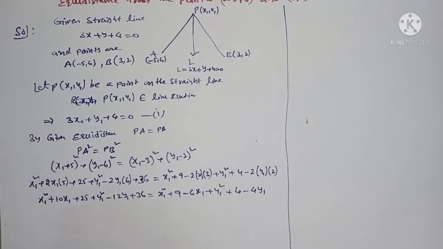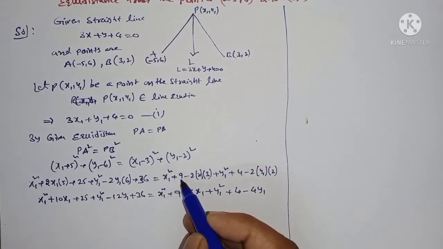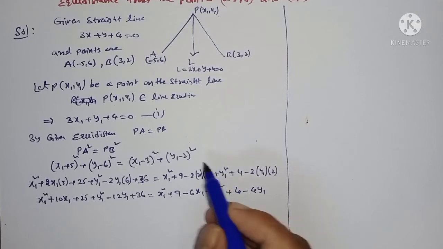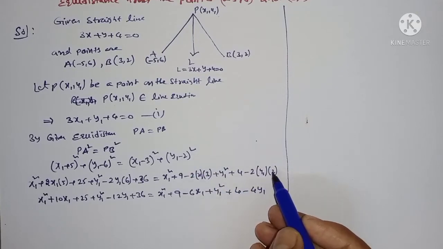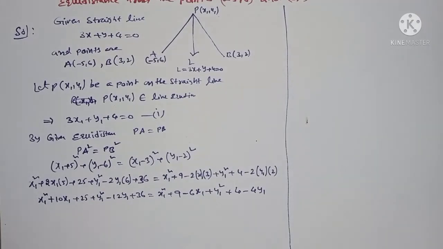Simplify: (x1 + 5) whole square is x1 squared + 2·x1·5 + 25, and (y1 - 6) whole square is y1 squared - 2·y1·6 + 36. On the RHS, x1 squared + 9 - 2·x1·3 + y1 squared + 4 - 2·y1·2. Applying the formulas for (a + b) whole square and (a - b) whole square, we get x1 squared + 10x1 + 25 + y1 squared - 12y1 + 36 = x1 squared + 9 - 6x1 + y1 squared + 4 - 4y1.